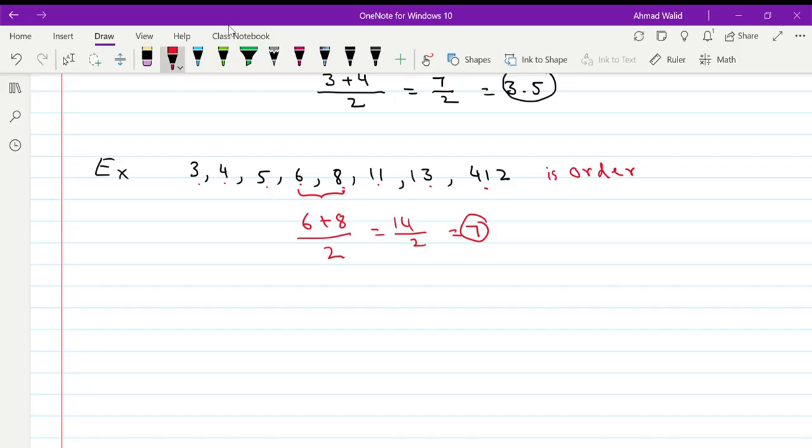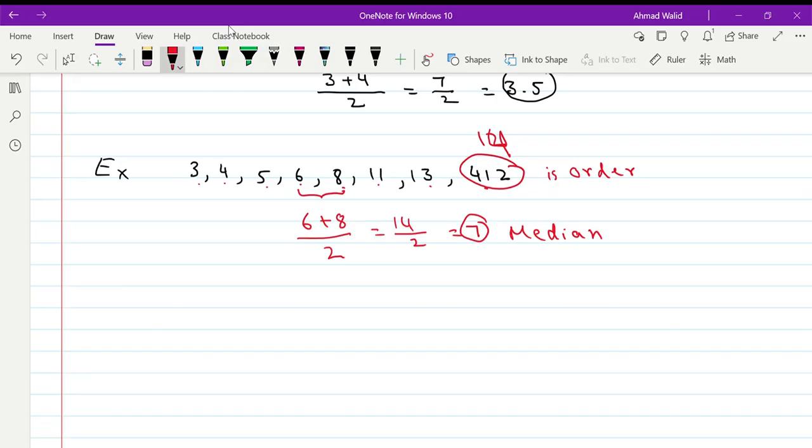The median is 7. Even if I change 412 to 12, the median will not change. Or let's say change it to 14, to be in nice order. If I change it even to 14, the median will not change.